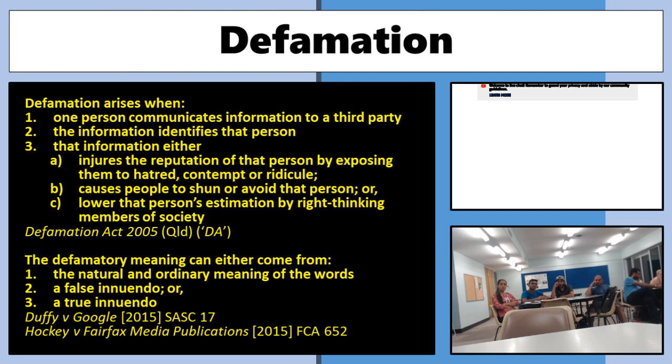The other side only has to prove these things. They have to prove that the information's been communicated, that the information identifies the particular person, and it either injures their reputation, causes them to be subject to, what's the lovely words they use? Oh, sorry. Causes them to be subject to hatred, contempt, or ridicule. Causes people to shun them or lowers their esteem in the eyes of the community. So, is there anything there about truth? No. Truth is a defense to defamation, but it must be proved by the person defending. That's huge. That's a really huge thing.